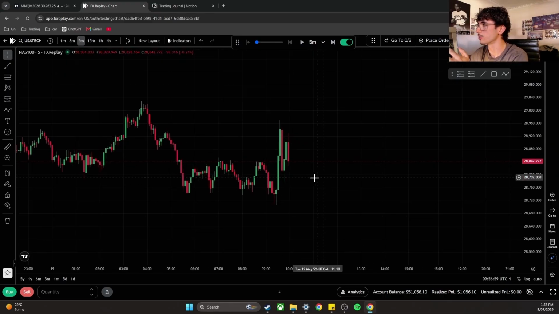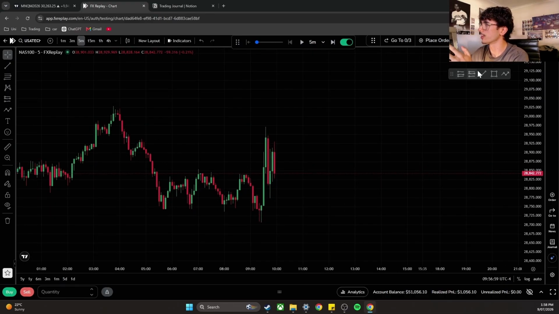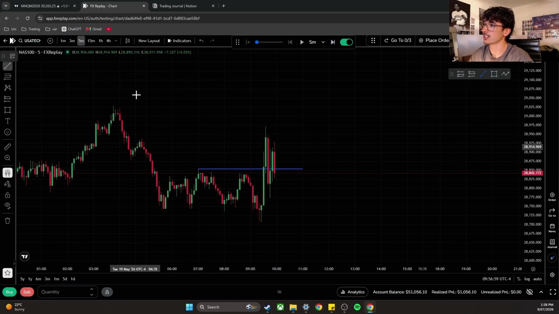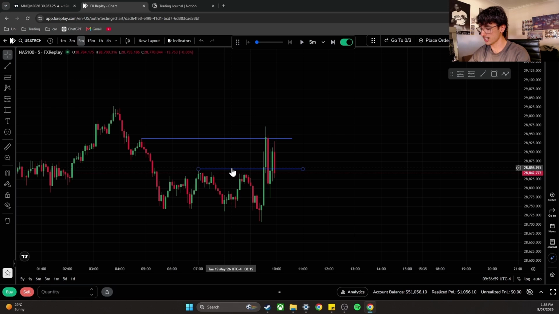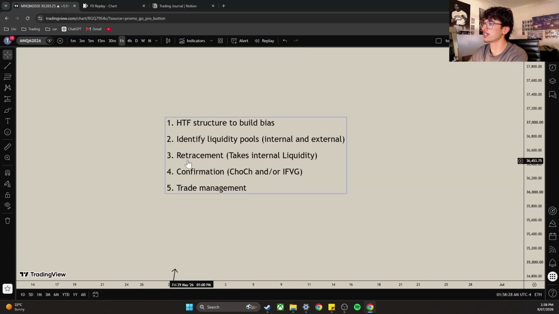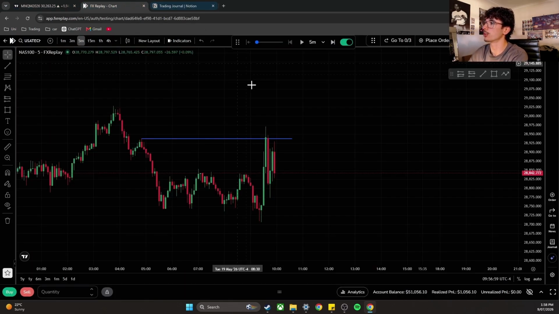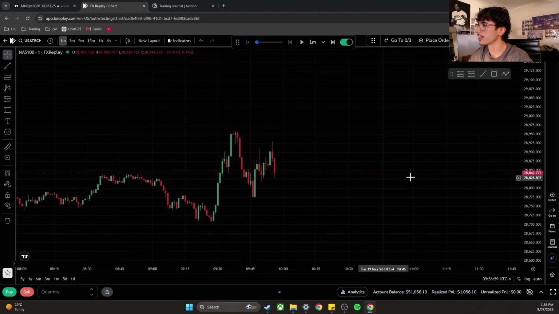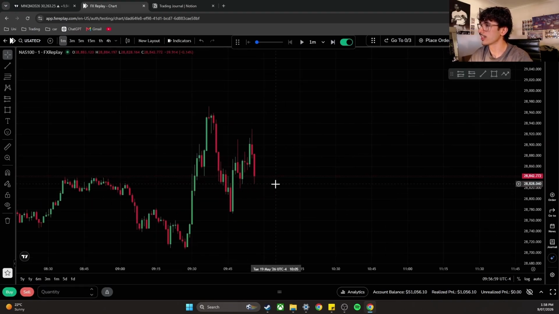Going to the 5-minute, what do we see? Nothing really. We just see that we swept this liquidity here, and we swept this liquidity here, exactly as my system says. Retracement, taking internal liquidity. We took this internal liquidity, and over here I saw a nice entry. We had a change of character here. No inverse fair value gap, but we had the change of character.